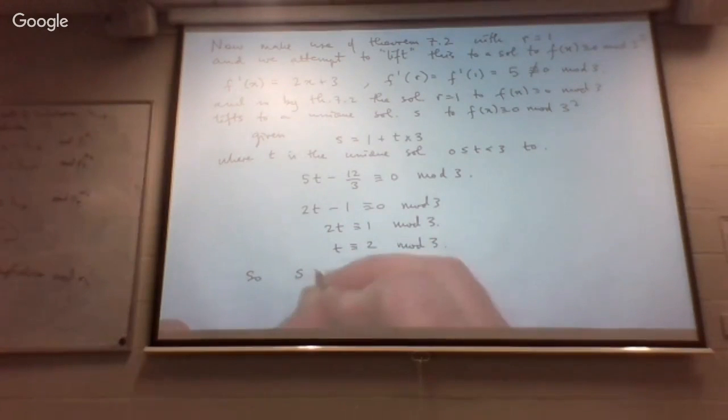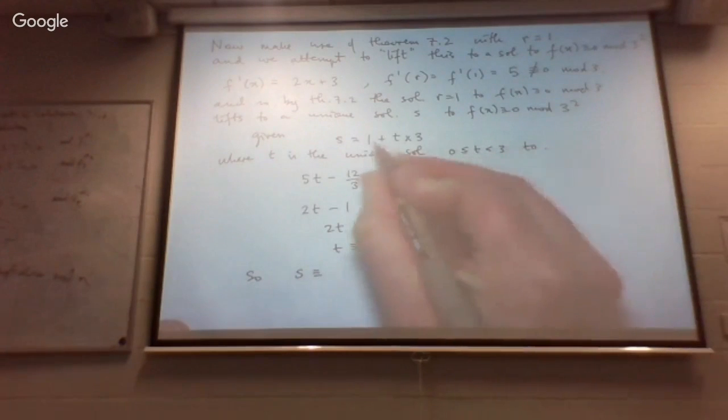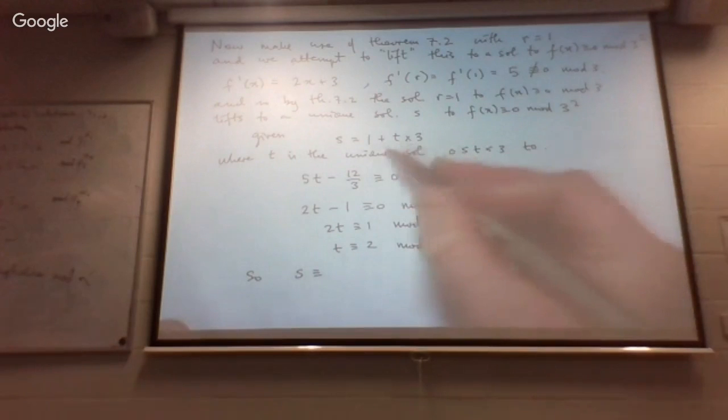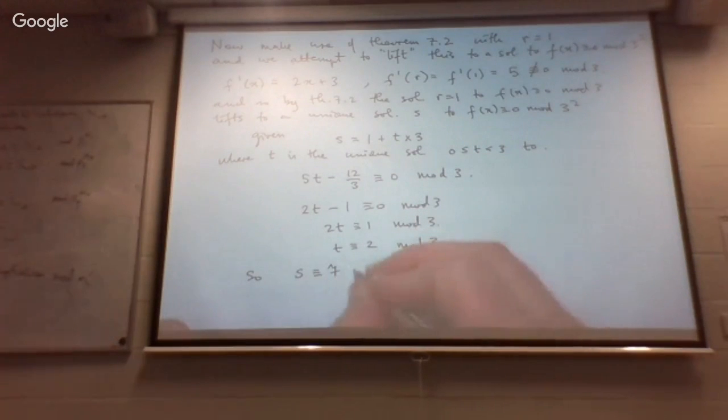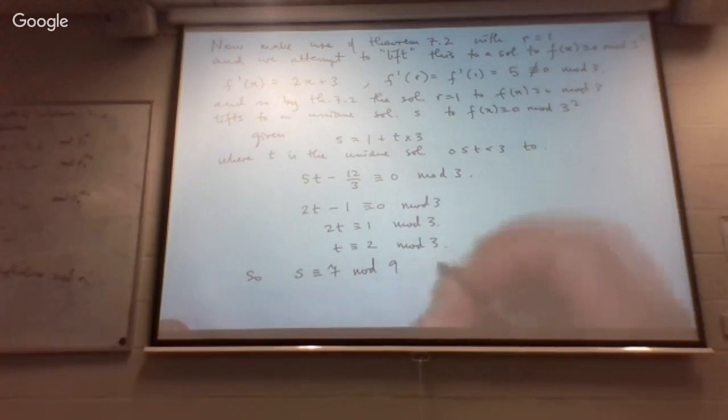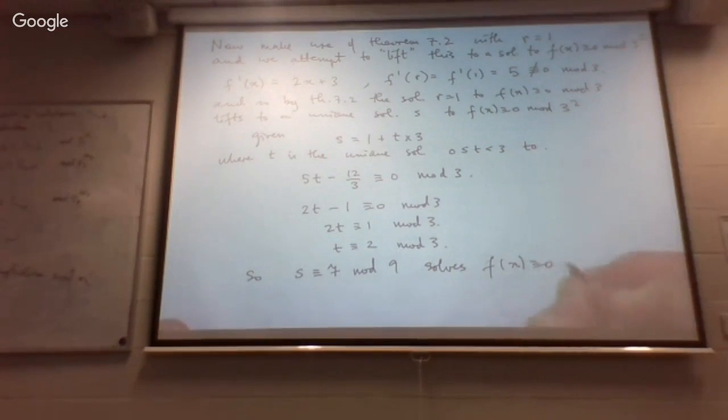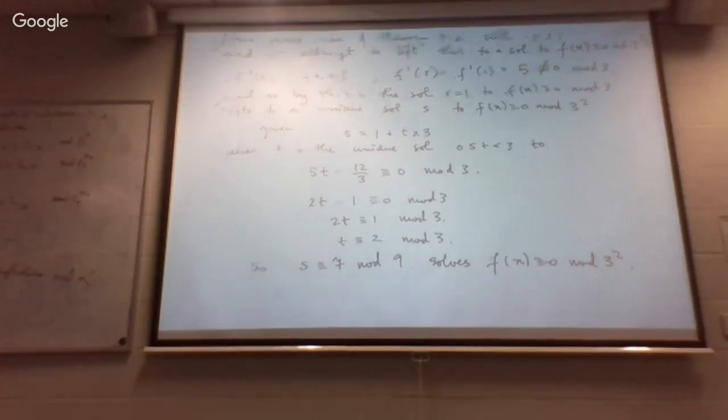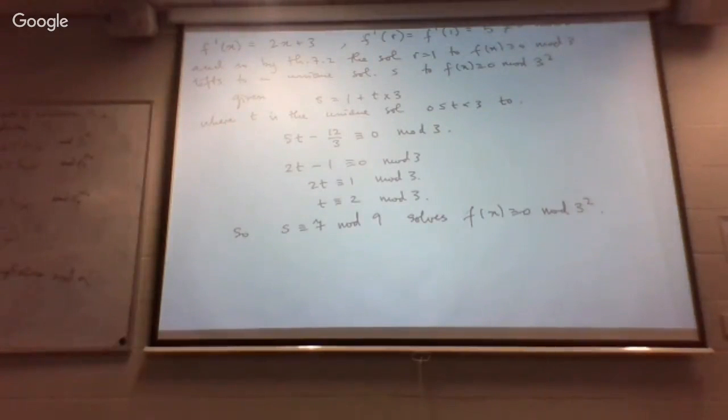So we've got this solution S congruent to 1 plus 3 times 2. So S congruent to 7 modulo 9 solves f of x congruent to 0 modulo 9. So we have successfully lifted our beginning solution of r equals 1 up to a solution to the congruence modulo 9. The original problem asked for modulo 81, so we've got to keep going.